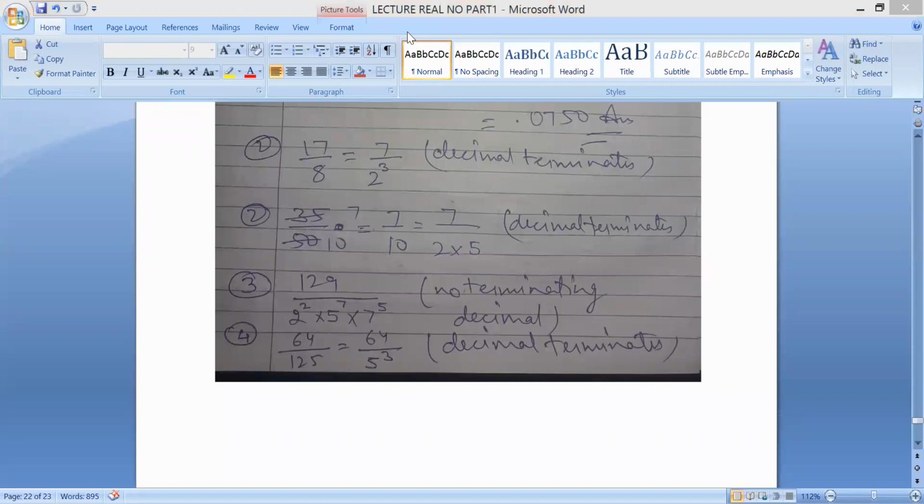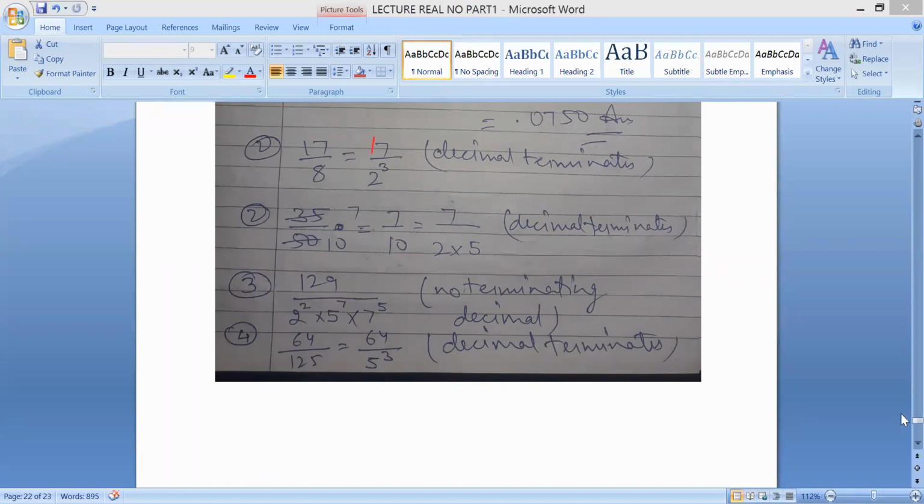So please see that here 17 upon 2 to the power 3. So 17 upon 2 to the power 3 is what? The decimal form is terminating. Now you have to see that 17 is there. So please see that in the numerator you write 17. Though I have written 7, that mistake I have done, you have to check it.